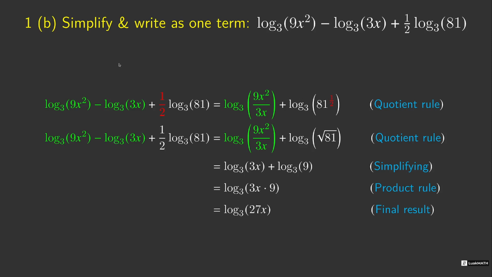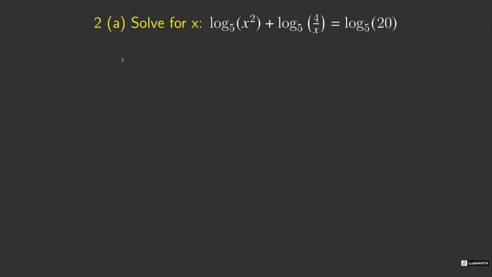Okay, so let's look at the next problem. Solve for x. We have log of x squared to base 5 plus log of 4 over x to base 5 equals log of 20 to base 5. So this is an equation because there's an equality sign here. We need to determine an x value that makes this equation true.